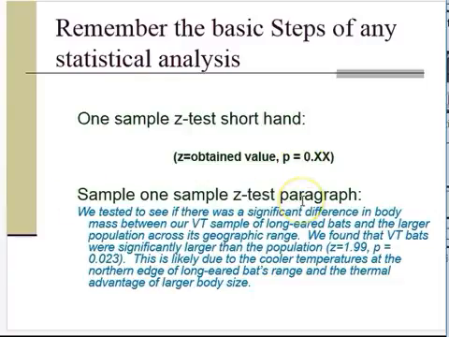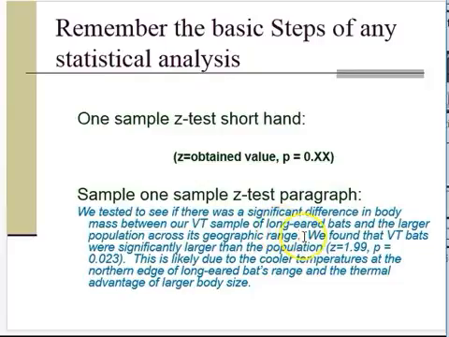And how would you summarize all of that very succinctly in one paragraph? Well, I've given an example here. Remember, the key components of a summary paragraph would be to state what the hypothesis is, and I've done that here. We tested to see if there was a significant difference in body mass between our Vermont sample of long-eared bats and the larger population across its geographic range. So what's nice is that I'm also letting you know in this sentence what the test is, that we have a sample of long-eared bats from Vermont, and that we're comparing that sample to the larger population. Right? So that tells us we're looking for the z-test.